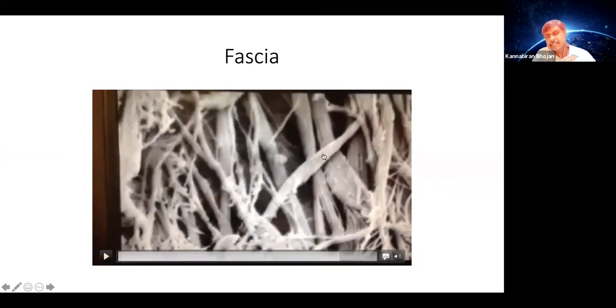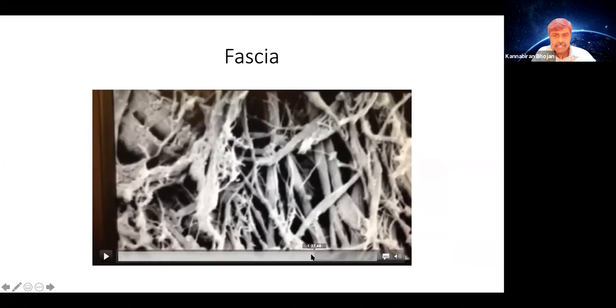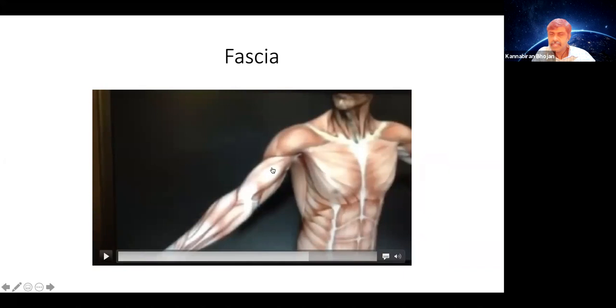If there are adhesions between the fascial structures, you call them cross linkages. I'll show you the picture. You can see the adhesions. Sometimes, for example, you can see in this picture the clavipectoral fascia coming, and then it turns into the brachial fascia, antebrachial fascia, and then it extends till the thumb.